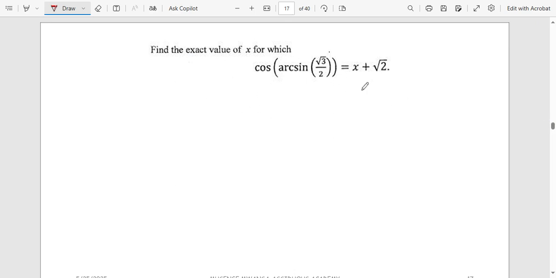Okay, and then we can work out this one. Cos arc sine root of 3 over 2 is equal to x plus root 2. Now what you need to know, guys, is when you have got sine of, let's say, remember we said that sine of 30 is 1 over 2. If you take sine the other side, it will become sine inverse of 1 over 2.